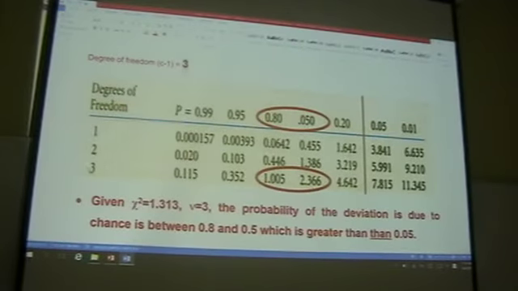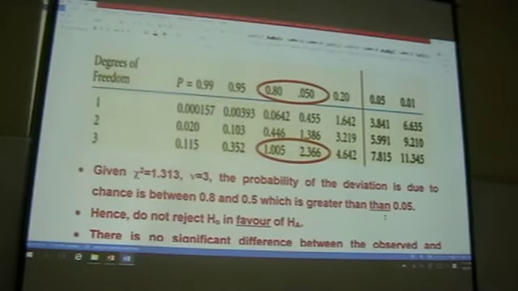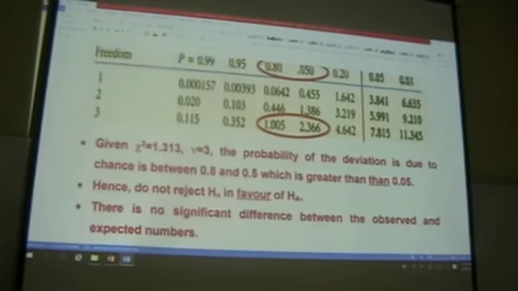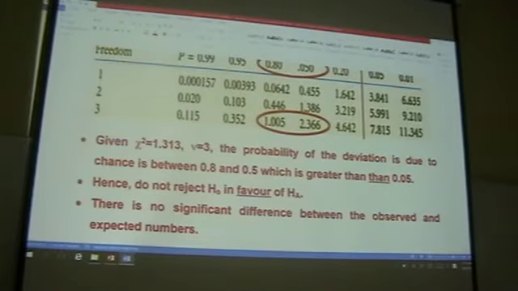So you must look at the third row. After you look at the third row, search where is 1.313. It's in this circle, and then match up. What is the probability? It is between 0.8 and 0.50, so this is greater than 0.05. If it's greater than 0.05, you do not reject H0 in favor of HA. There's no significance. I'll give you time to copy.